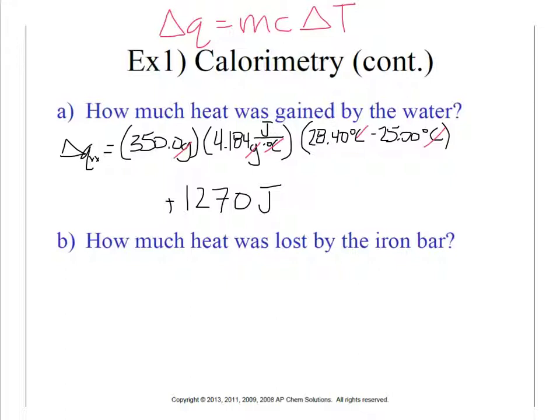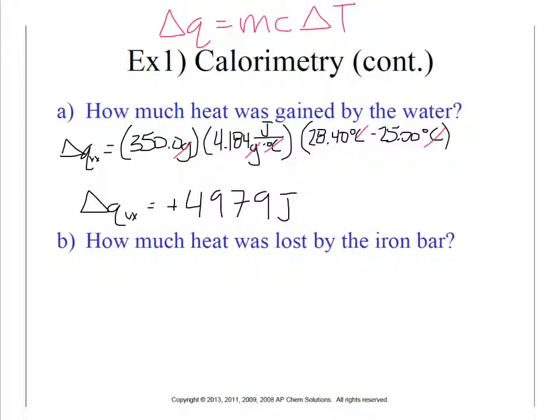And so if we go ahead and plug these numbers in, we would find out that the delta Q for the water is a positive 4979 joules. So that means that the water gained 4,979 joules worth of energy.